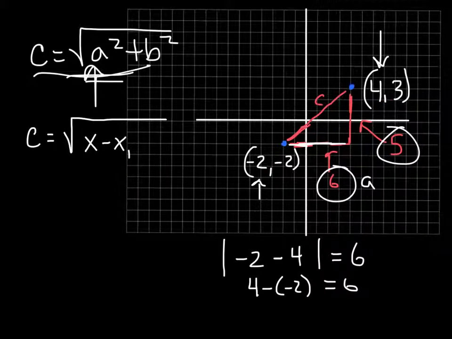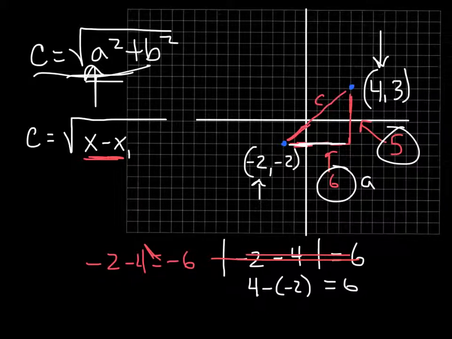Actually, in this formula, it doesn't even matter how consistent you stay, because check it out. This subtraction represents the value of a. If I'm not worried about the absolute value signs here, and I just say -2 minus 4 equals -6, it doesn't matter if I get -6 or +6, because the whole thing has to get squared, since a is squared. And -6 times -6 is +36, and 6 times 6 is +36. So that works out pretty nicely.